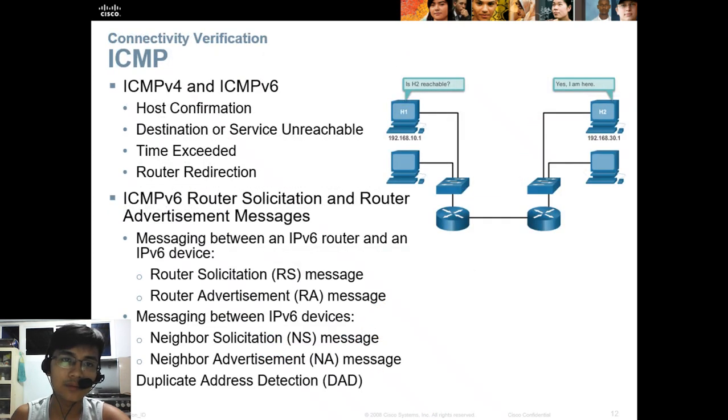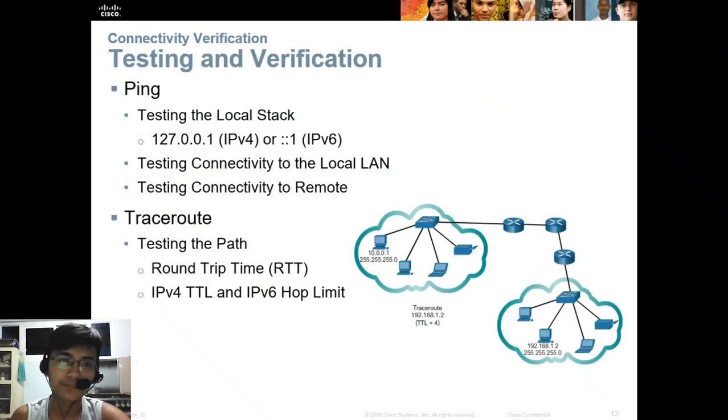ICMP, ICMPv4, and ICMPv6 provide confirmation, destination or service unreachable, time exceeded, and router redirection. For testing and verification, we have ping and traceroute. Ping is testing the local stack, while traceroute is testing the path.